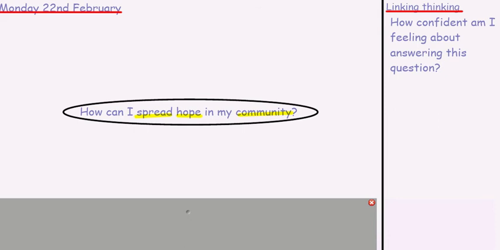As you can see, I've already gone a step ahead and underlined the key words that we're going to unpick today. So again, pause the video, get your question set up, underline, highlight or colour in those 3 key words, spread, hope and community, and then we'll have a go at unpicking them together.